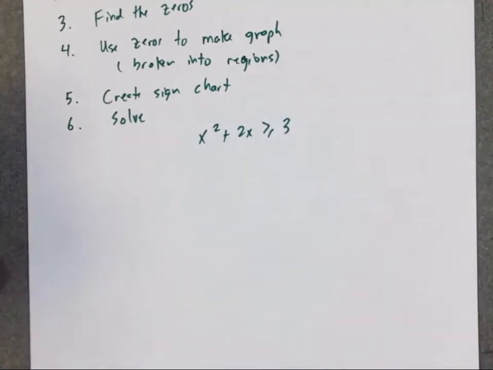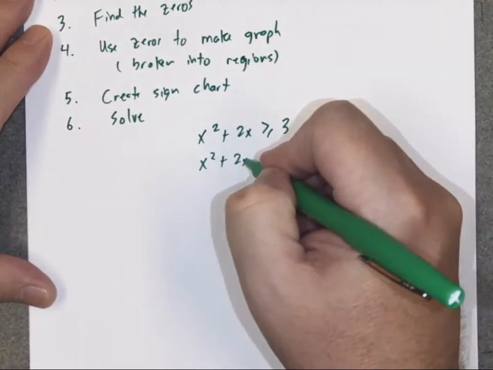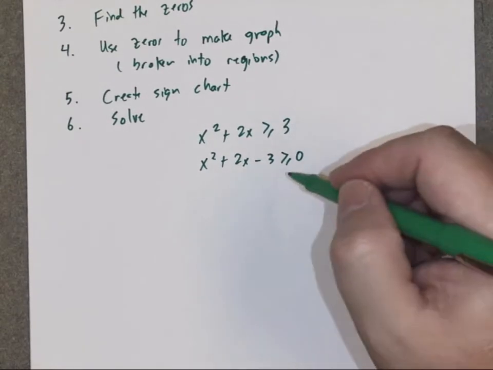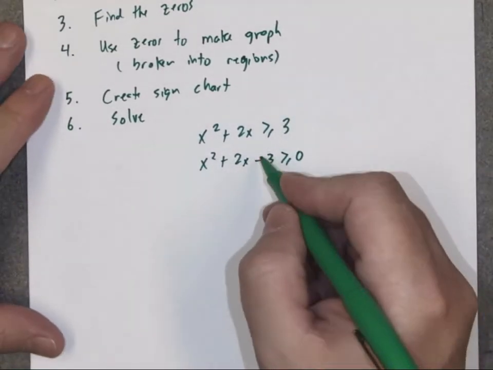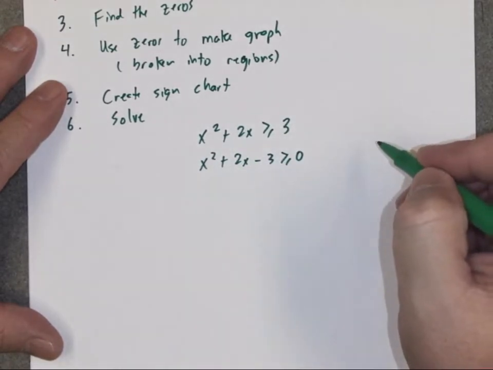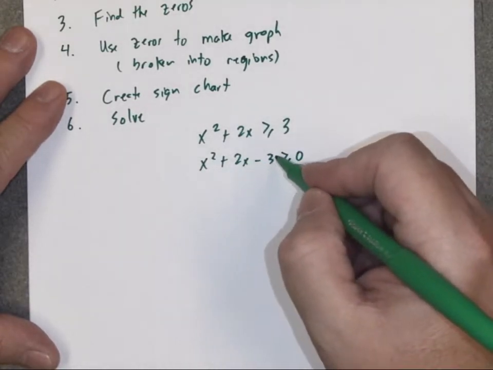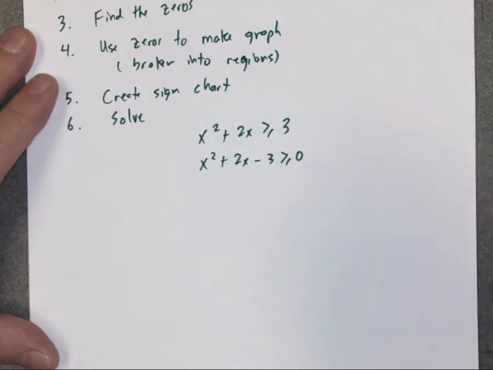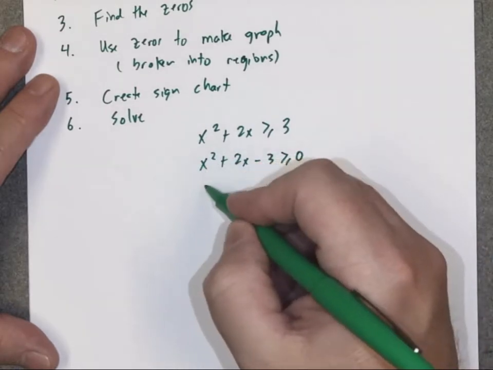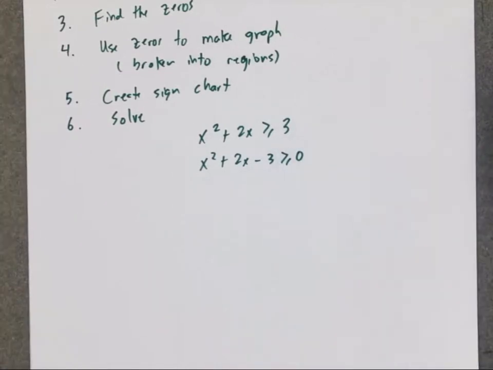So the first step is always to get everything on one side. So I'm going to subtract 3 from both sides. Now let's take a minute and look at what we have here. We have this expression, and we're trying to solve this. To solve an inequality means I'm going to try and find the values of x that make this inequality true. In this case, I'm trying to find all the values of x that cause this expression to be greater than or equal to 0.